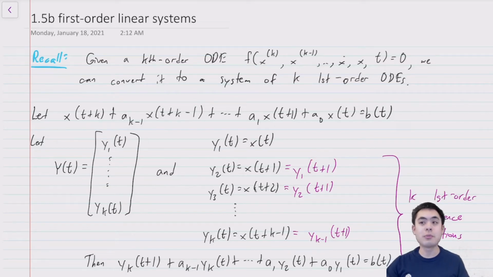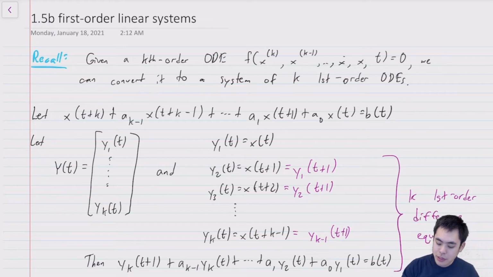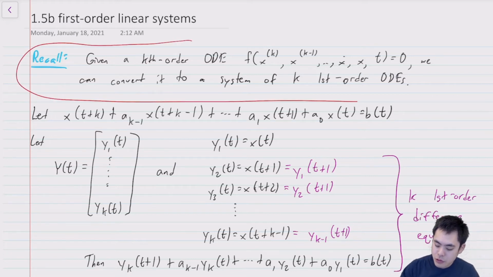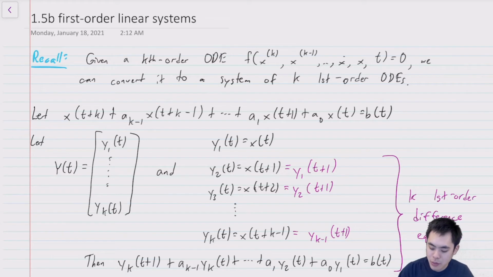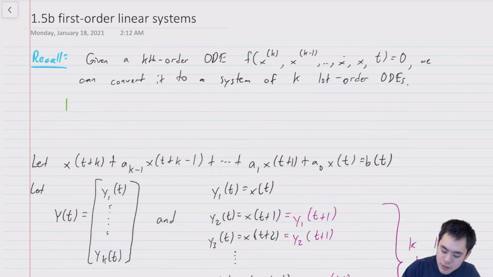Hi everyone, welcome back. Let's go back through the lecture on first order linear systems, and we're going to give a couple more examples as well as more detail on how these derivations work. So first, let's remind ourselves from differential equations. Well, we know that any kth order ODE can be converted into a system of k first order ODEs. Let's see an example of this just so that we're all reminded of how that works.